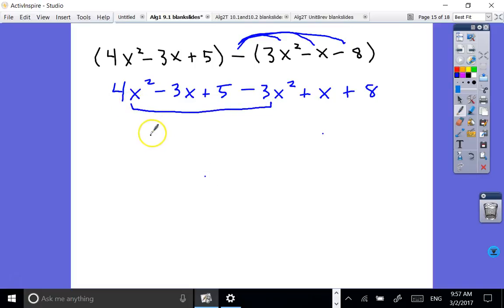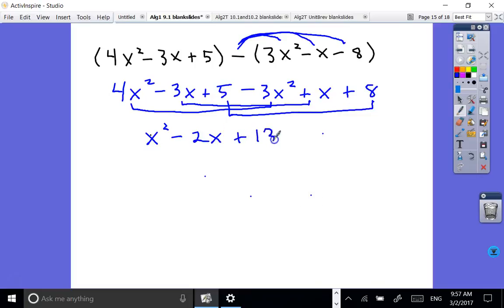4x squared minus 3x squared is 1x squared. Negative 3x plus x minus 2x. 5 plus 8 is 13. Okay, classify this one by degree and number of terms. What do you call it when it's squared? Quadratic. And it has 3 terms. Trinomial. And by the way, what's the leading coefficient? 1. Okay.